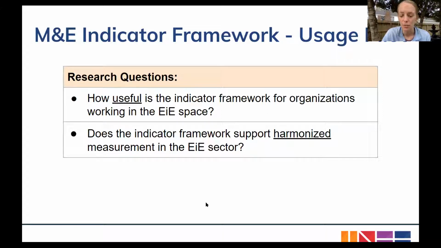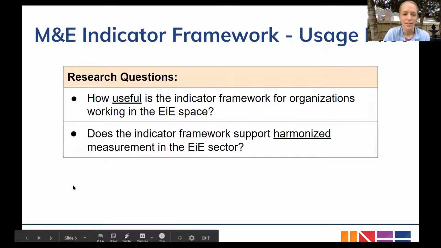Our second set of research questions are around this question of, does the indicator framework support harmonized measurement in the EIE sector? Because that's one of the main purposes of developing the framework. So we want to see its impact there. So are organizations tending to adopt the full framework or parts of it, which indicators are most useful to aligning to the minimum standards, and are there any other resources that we can develop to help with harmonization? So that's the research questions and the purpose for the pilot. And if you click on the next slide, we can see the pilot process.